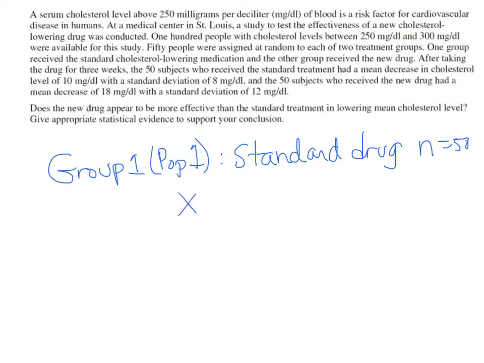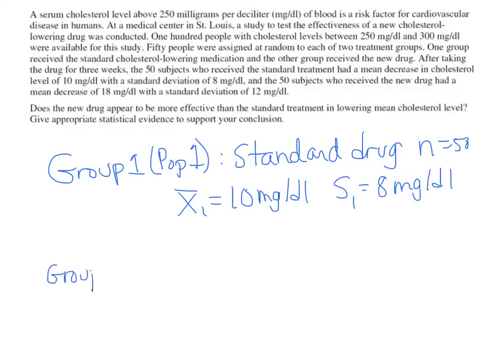I'm going to say that x bar 1 is going to equal 10 milligrams per deciliter, which is the decrease. And even though it's a decrease, I don't need to write it as a negative 10. I'm looking at decrease as a positive number, the bigger decrease being the bigger positive number. And then my standard deviation, I'm going to call it s1, is 8 milligrams per deciliter for population 1.